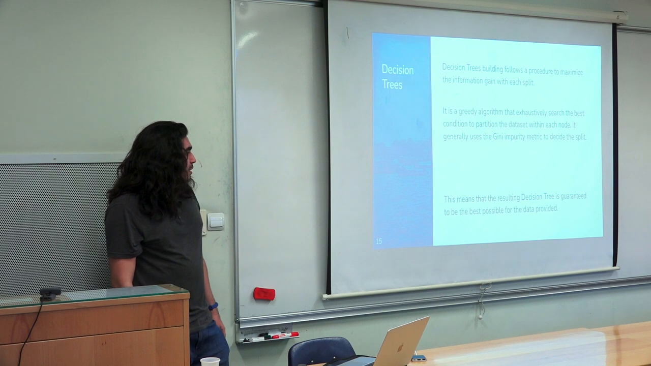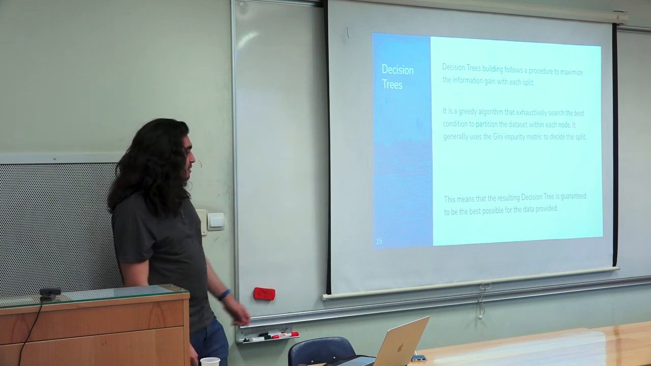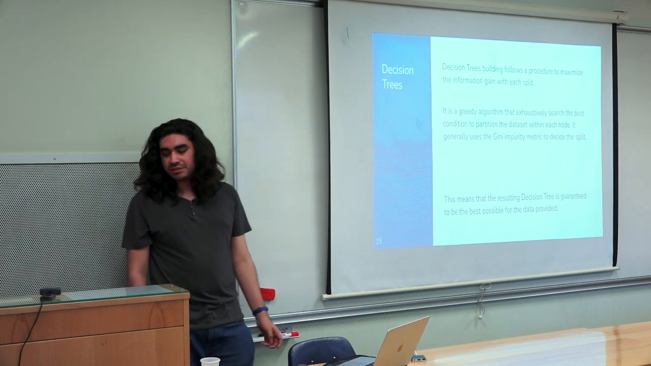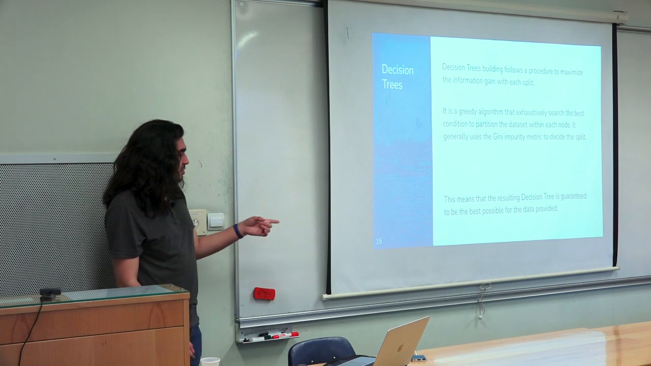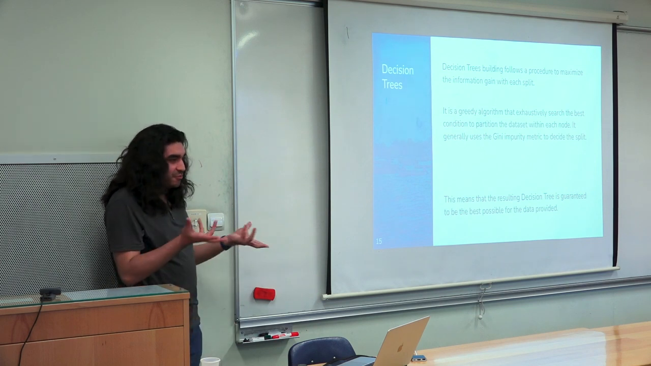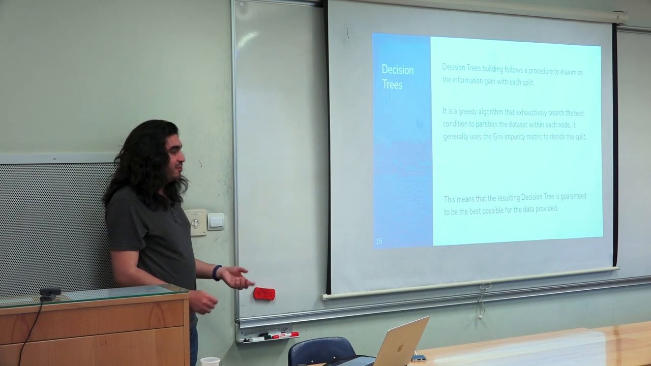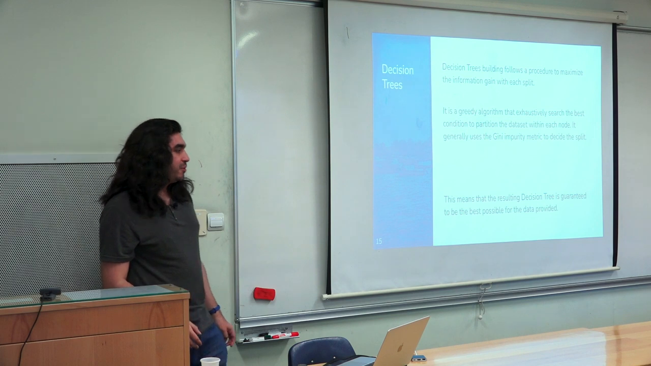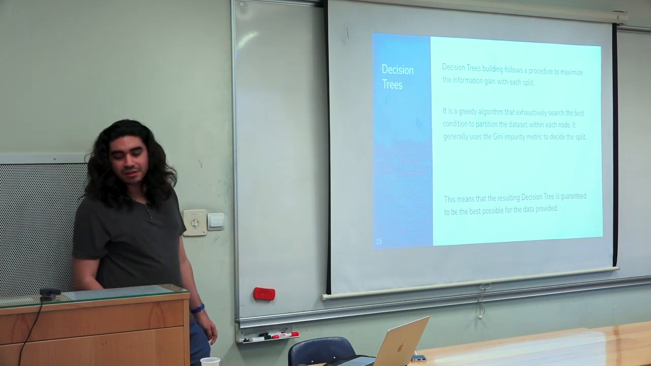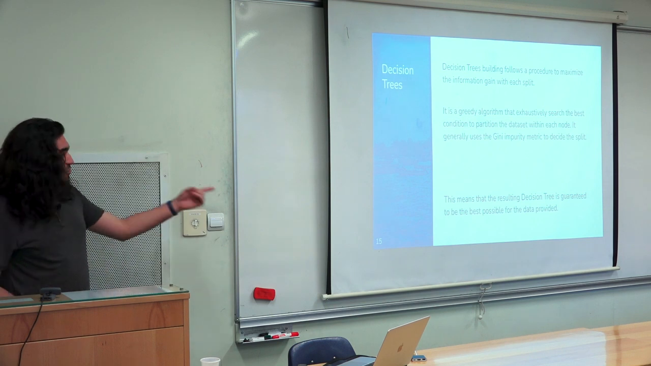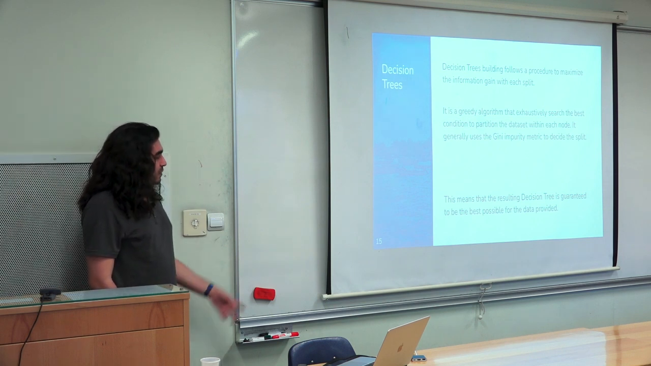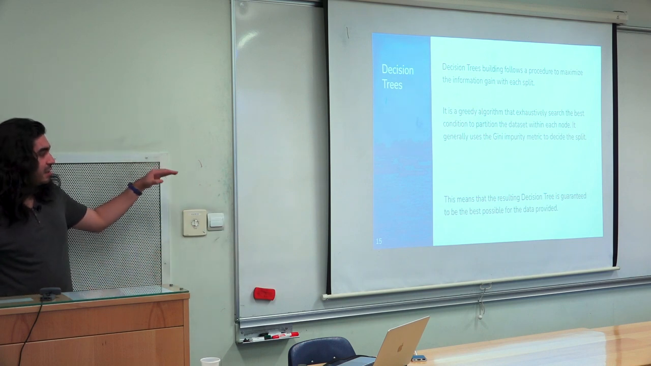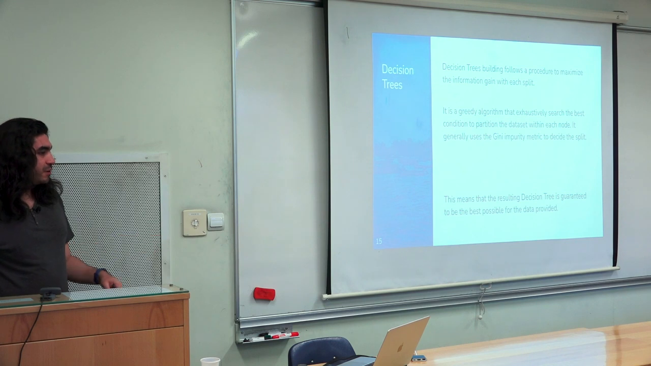What is interesting about this process is that a decision tree built following this methodology is guaranteed to be the best possible decision tree for the dataset that you provide. There is no other better decision tree. For example, exchanging some node will give you a worse performance than this. So if decision trees have this property, we can see that they are like a baseline for our interpretable models.